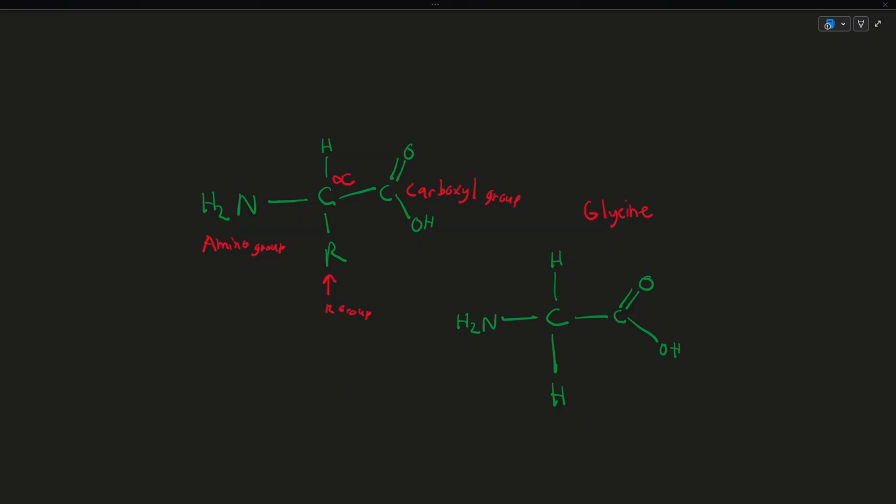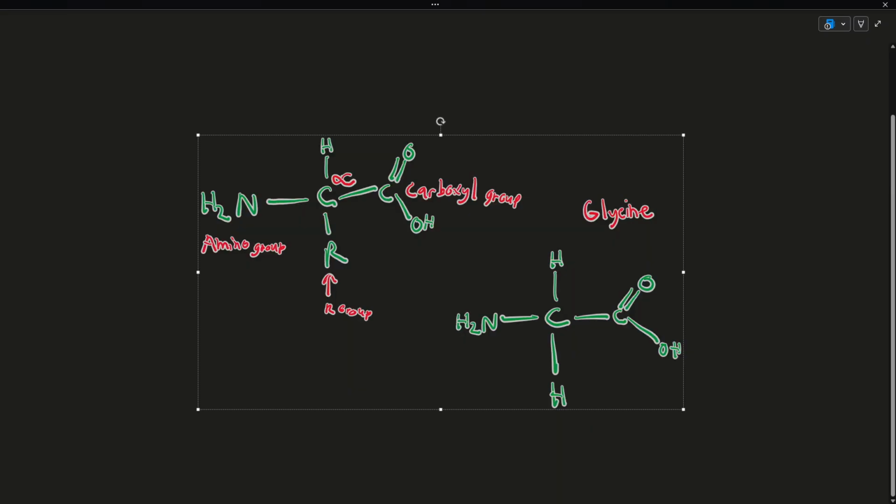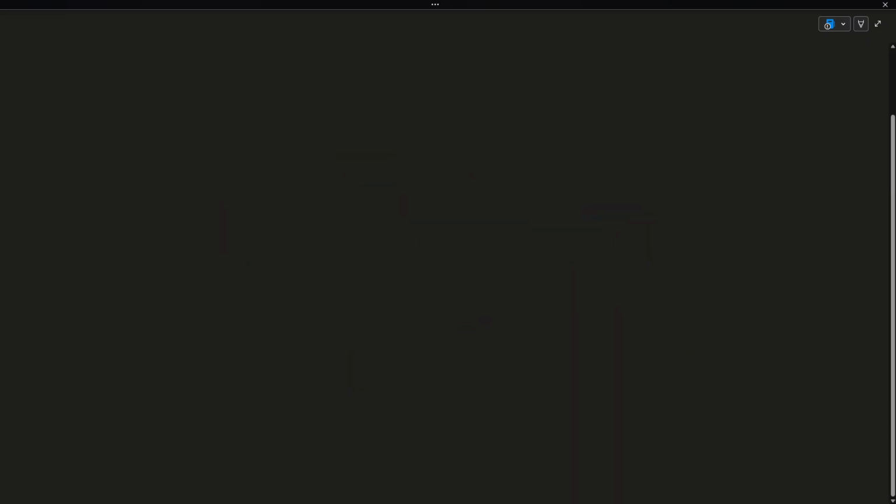Another way to show amino acids is using what's called a Fischer projection. So this helps you see how the four groups are arranged around the chiral alpha carbon. And so here we have the carbon in the center connected to the top here to the carboxyl group, bottom here to the R group, and then the amino group, and then of course the hydrogen.